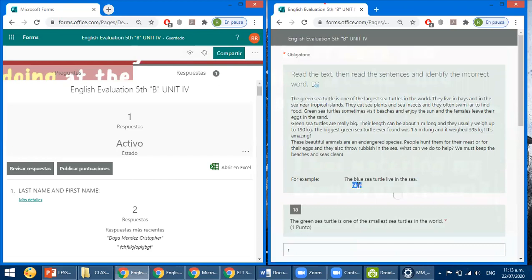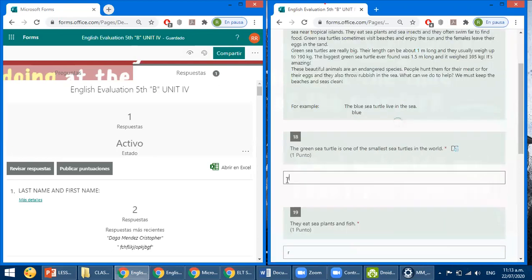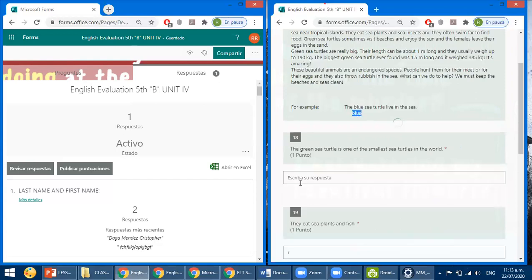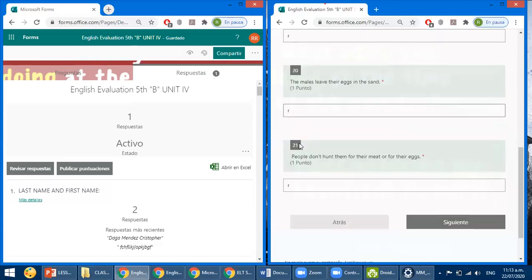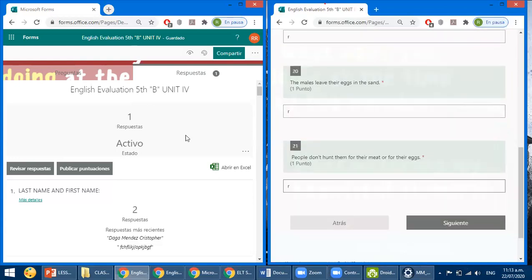Solo vas a escribir, Camila, la palabra que está mal. Hay una palabra de todas estas que es la que no corresponde. Could be green, turtle, or one, or smallest, or turtles, or in the word. But one is incorrect. Only the incorrect, okay? Only the incorrect here. Okay, Camila, continue, please, okay? Only the incorrect.